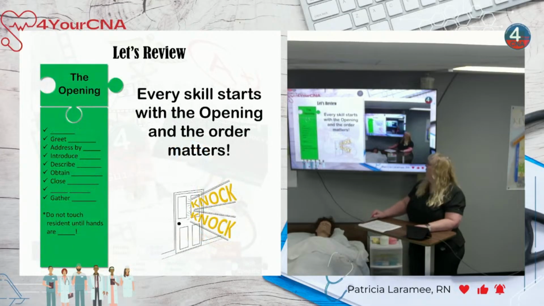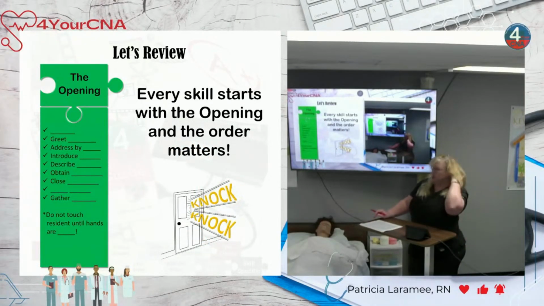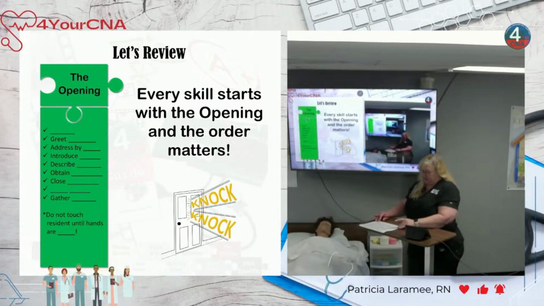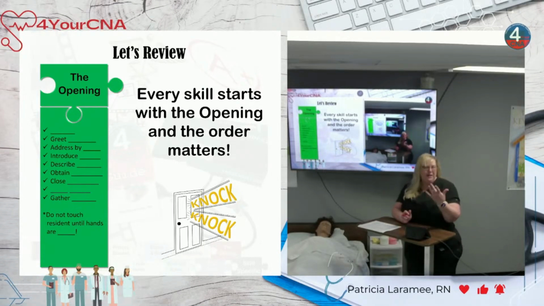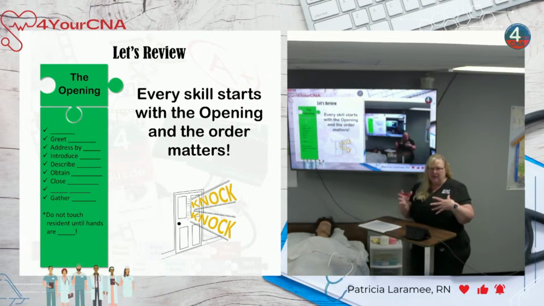All right. So every skill is going to start with an opening. What does every opening start with? A knock. Once we've knocked, we don't have to wait for a come in for the test, because it's considered kind of an open door type thing for the test. So you don't have to wait for them to acknowledge you or say come in or anything like that. You just knock to let the patient know that you're invading their space.